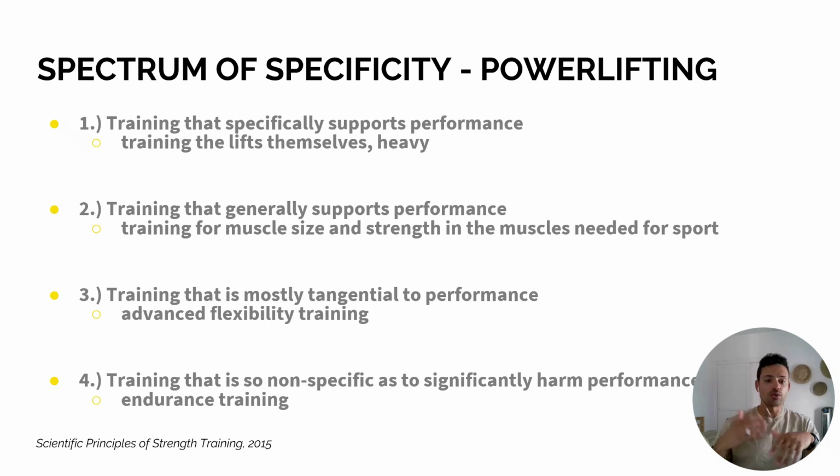Then as we move further away, we can look at something like flexibility training, right? So these are going to be things that are mostly tangential to performance, right? But in this case, flexibility training could be a performance enhancer, right? Especially if someone is lacking the required range of motion to efficiently and effectively perform a specific lift like squat, bench, or deadlift. And then finally, now we're getting to things that are so non-specific that they actually can have a negative impact on our performance, right?